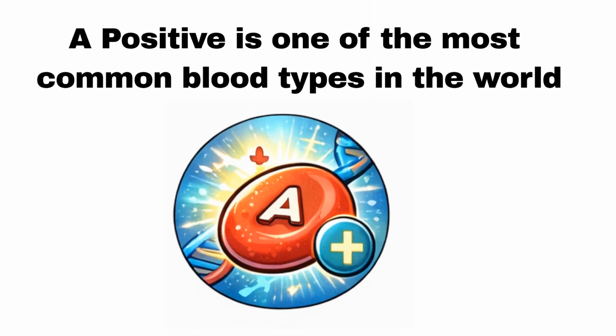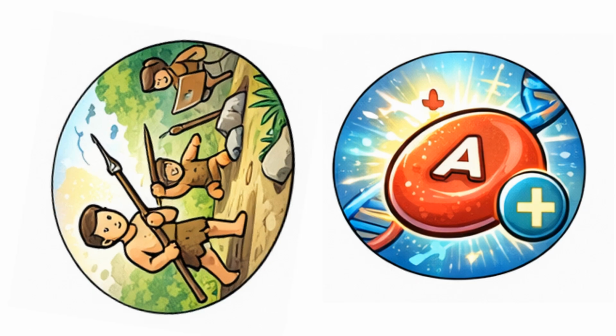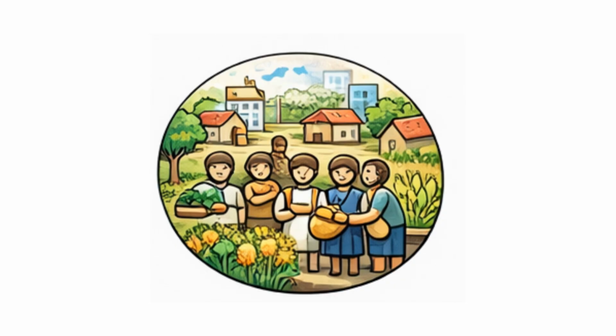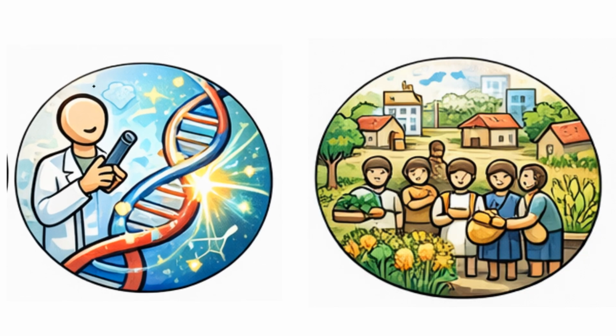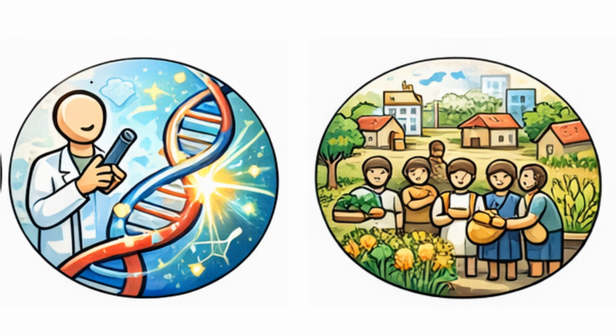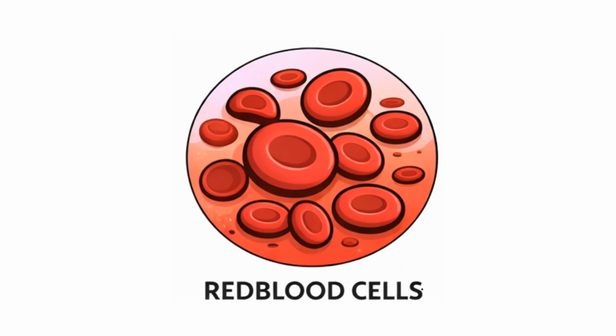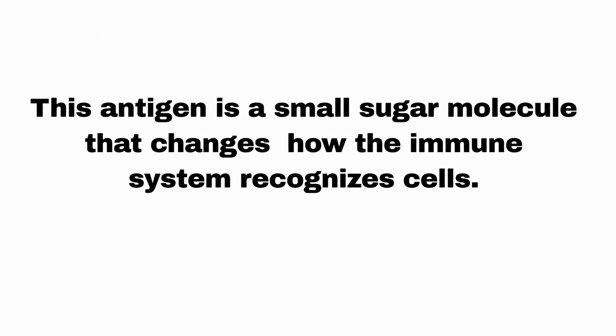A positive is one of the most common blood types in the world. Its story begins thousands of years after type O first appeared. As human societies shifted from hunting and gathering to agriculture, genetic variations began to spread. Blood type A emerged from a mutation that added a specific antigen, known as the A antigen, to the surface of red blood cells. This antigen is a small sugar molecule that changes how the immune system recognizes cells.